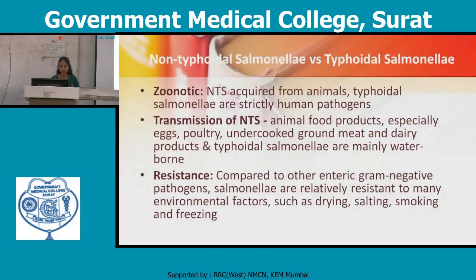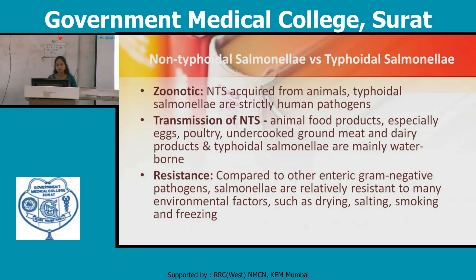Zoonotic: NTS is acquired from animals, whereas typhoidal salmonella are strictly human pathogens. Transmission of NTS is by animal food products, especially egg, poultry, undercooked ground meat and dairy products, and typhoidal salmonella are mainly waterborne.